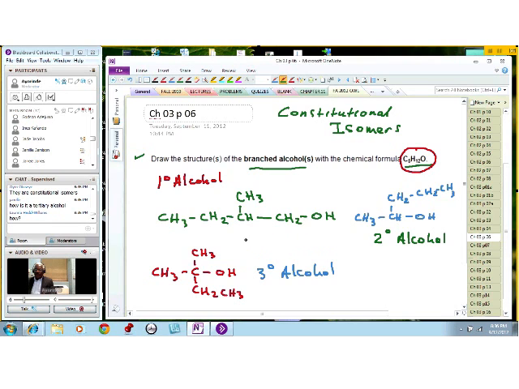You notice what have we done here? Constitutional isomers are simply different molecules with the same molecular formula, but different attachment of the atoms. If you look at each one of these compounds here, the attachment of the atoms are different. Okay, and that is what makes it.